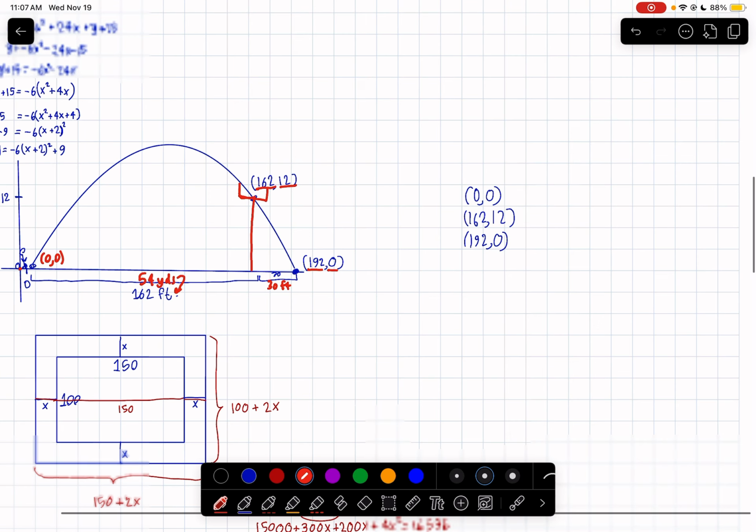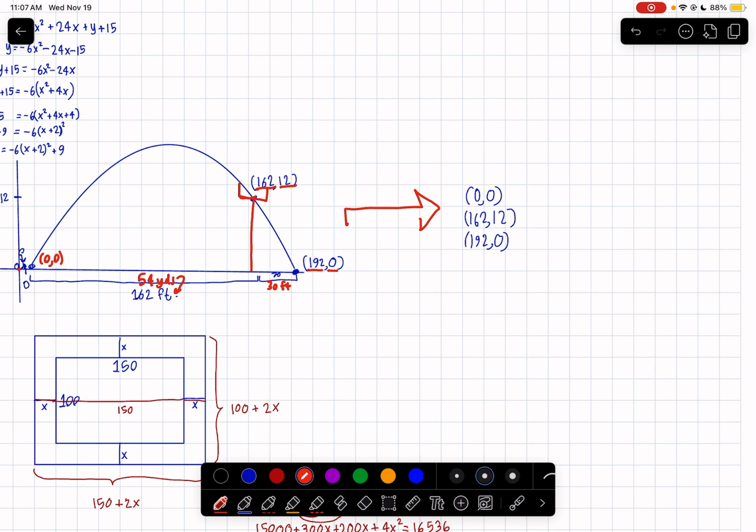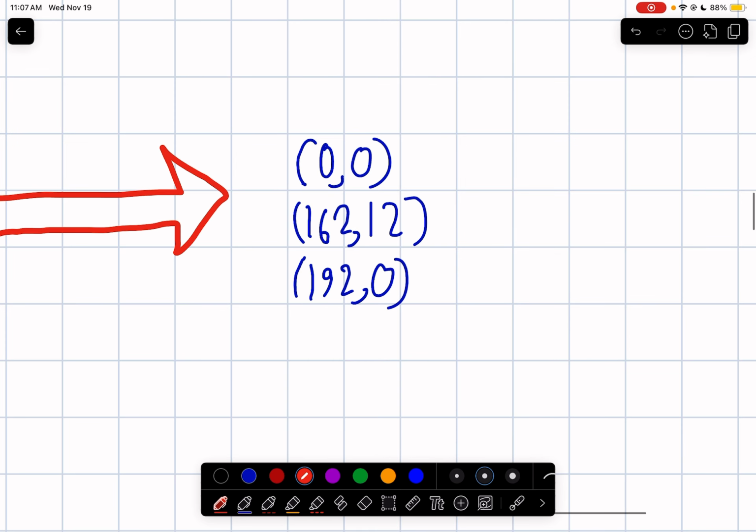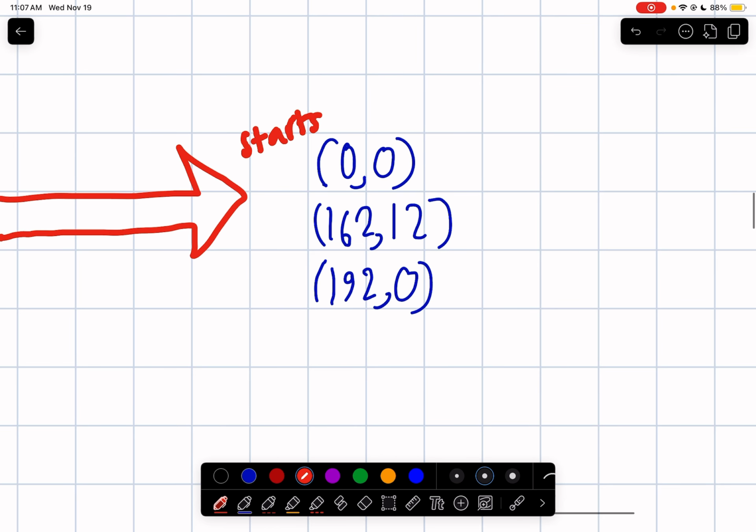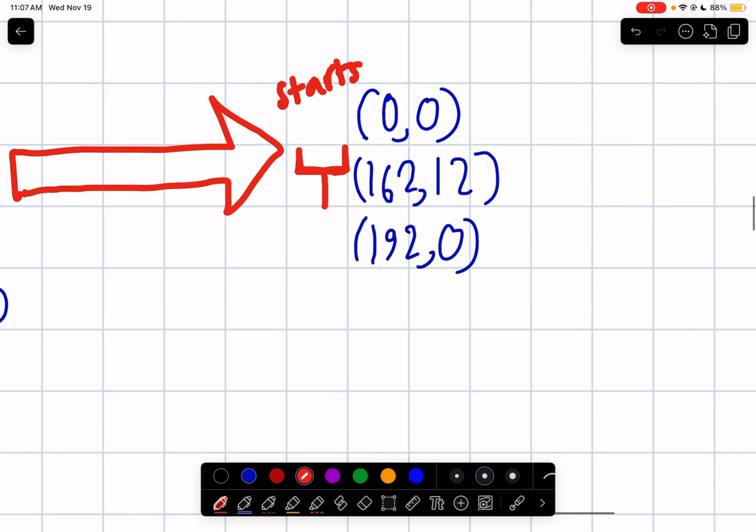So basically, that gave us 3 ordered pairs. It gave us 0, 0, which is where the ball starts. It gave us 162, 12, which is where the ball goes through the goalposts. And it gave us 192, 0, which is where the ball lands.